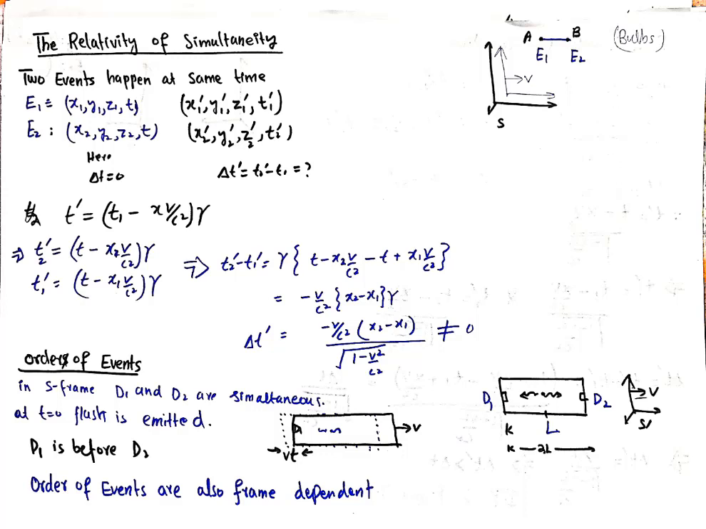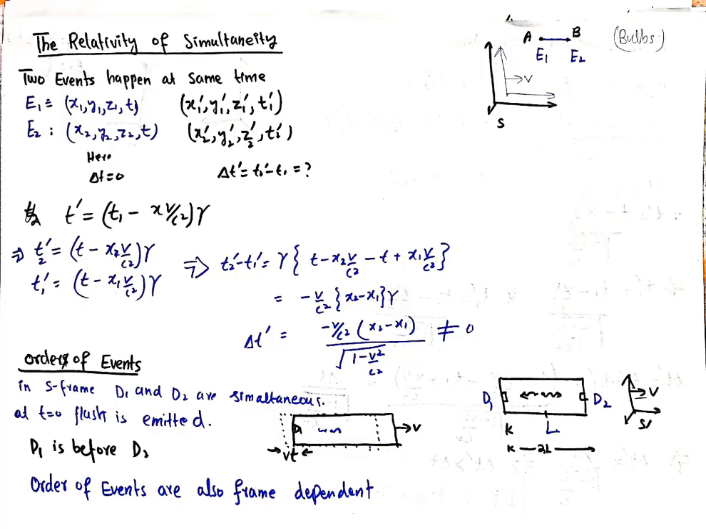So in the previous video I talked about time dilation, and I showed that time dilation is also a consequence of the Lorentz transformation. In this video I am talking about another interesting consequence of the Lorentz transformation, which is known as the relativity of simultaneity. Basically, if you have two events that are simultaneous in time in one frame, can they be simultaneous in another frame that is in motion?